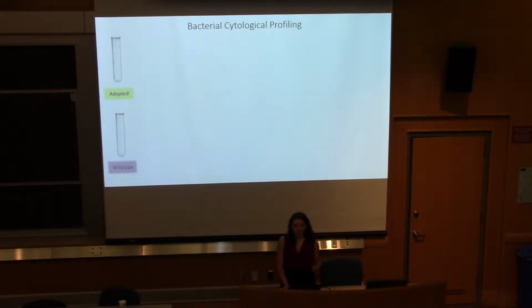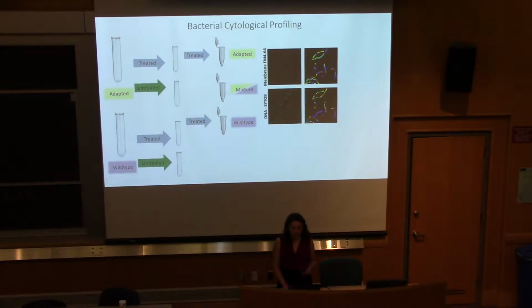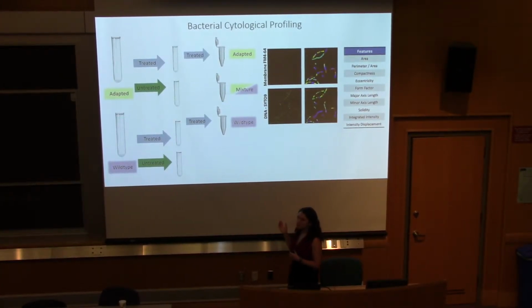To do this, I started 2 different cultures of bacteria, one adapted and one non-adapted. I then split those into 2 groups each, one treated with antibiotics and one untreated. Then I mixed the adapted treated and non-adapted treated at known ratios, processed those cells, imaged them, and ran them through a profiling script that reduced their phenotypes to numerical data.